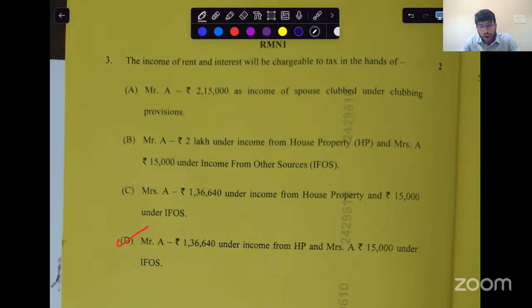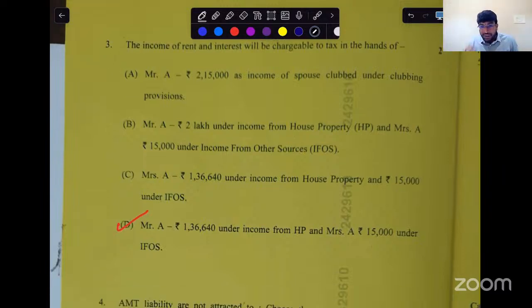And when we are not talking about the concept of deemed owner, automatically what is going to happen, my dear friends? Normally the deemed owner concept will come if it is inadequate consideration. If it is an agreement to live apart, then the deemed owner concept will not apply. So here the deemed owner concept will apply because they have not mentioned it as an agreement to live apart. So the answer is option D, my dear friends.